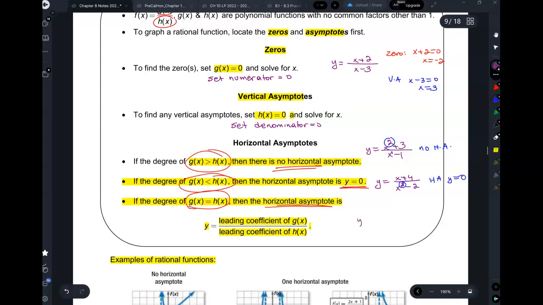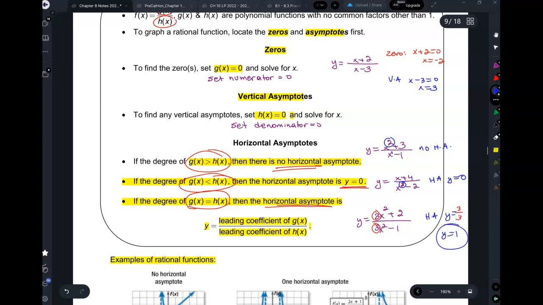And if the degrees are the same, on the bottom, it's a 3. This is a 3. Okay. So suppose you have this. You see how the degrees are the same? All you have to do now is say the horizontal asymptote is y equals the coefficient of the top over the coefficient of the bottom, so y equals 1.